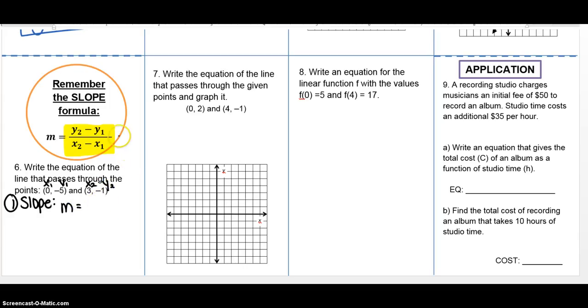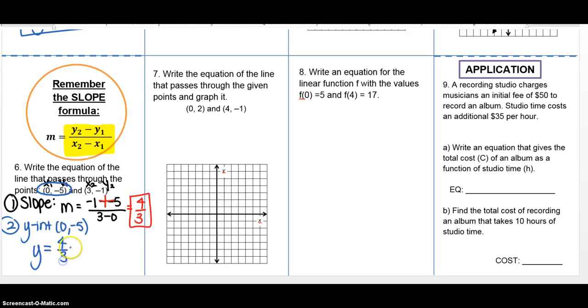So let's plug it into the formula. We have -1 minus -5. What's going to happen there? We should hopefully be seeing it becomes plus 5. And then we have 4 over 3. So our slope is 4 over 3. How about the y-intercept? Hopefully you notice something about this point that has a 0 and then a -5. So the y-intercept we were given in that ordered pair, it's -5. So let's plug it into the equation. Y equals 4/3 x minus 5.